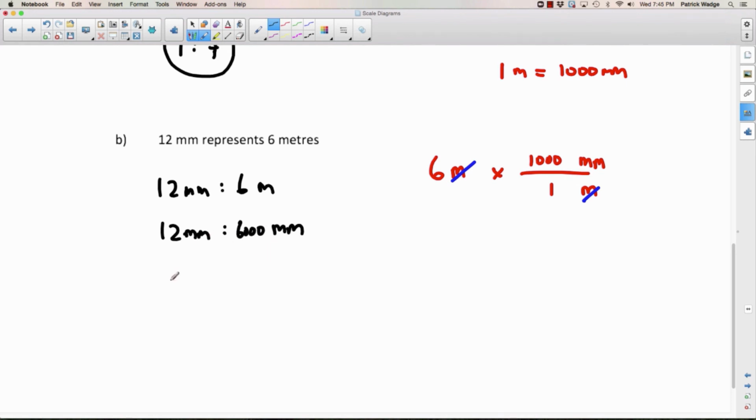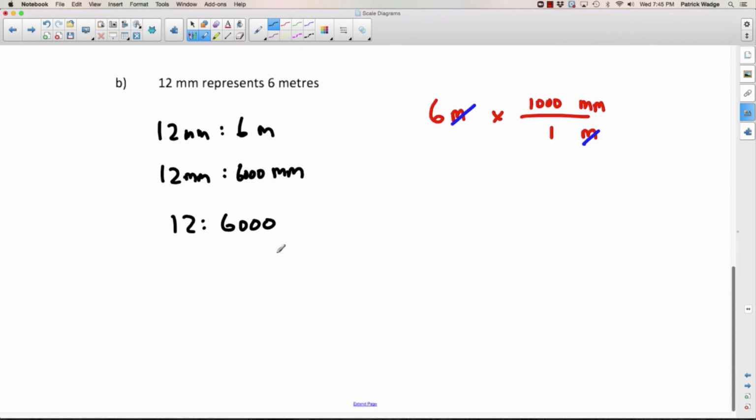Once you have the same units, you don't need to write them anymore. 12 to 6,000. Right? If 12 millimeters equals 6,000 millimeters, then 12 kilometers equals 6,000 kilometers. 12 decimeters equals 6,000 decimeters. 12 whatever micrometers equals 6,000 micrometers. It really doesn't make a difference. Are we done? No, we need to put it in lowest terms.